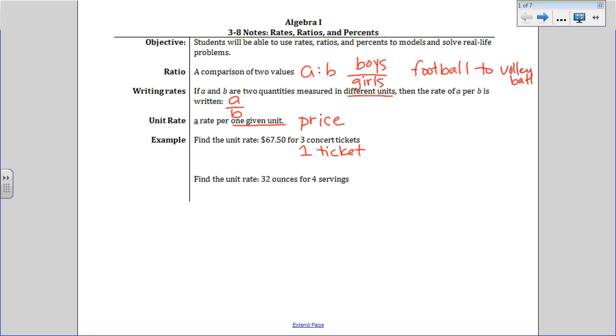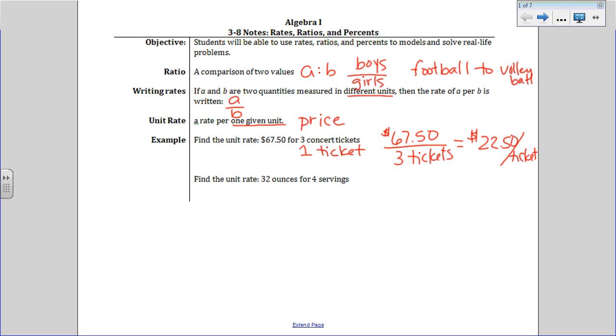Well, here's why. We're going to write that as a rate. $67.50 divided by the 3 tickets. If we write it as a rate, we can see that it means division. So I'm going to do exactly what it says. $67.50 divided by 3 is $22.50. What we're really working on here again, guys, is the labeling. So it's $22.50 per ticket. We use that fraction line, that division line to imply the word per.